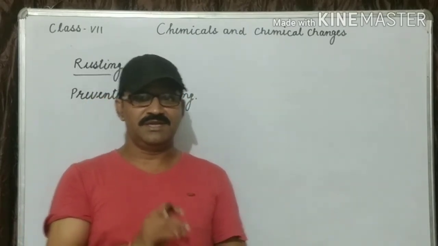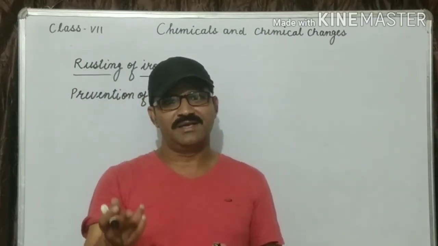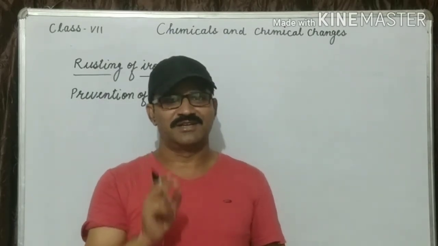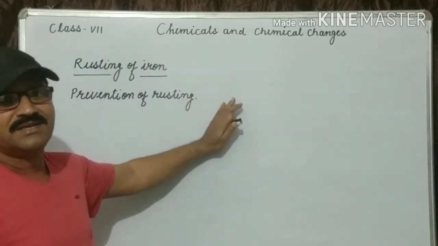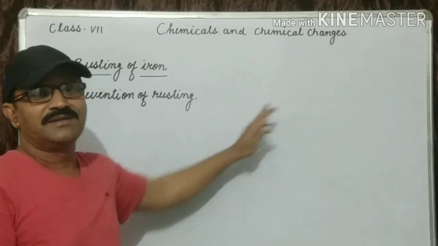I think you have seen the iron water pipes which are used to supply water at home are galvanized to prevent rusting. So how can we prevent rusting? By applying grease, paint, oil, or by galvanization.